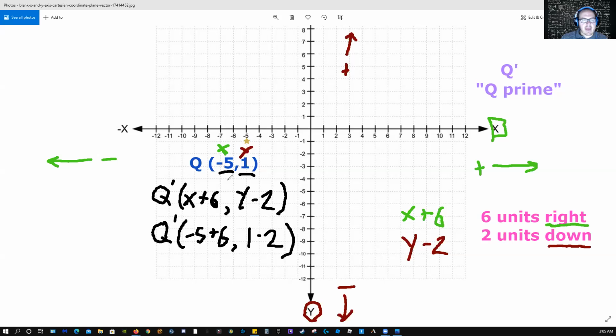So now I just use my x and y values. So apparently q prime is going to be, okay, so -5 plus 6. Again, this goes to 7th grade integer rules. -5 plus 6 is a +1. And 1 minus 2 is -1. So apparently, I'm going to put a heart on it. So apparently, 1, -1, 1 over and 1 down is right there.